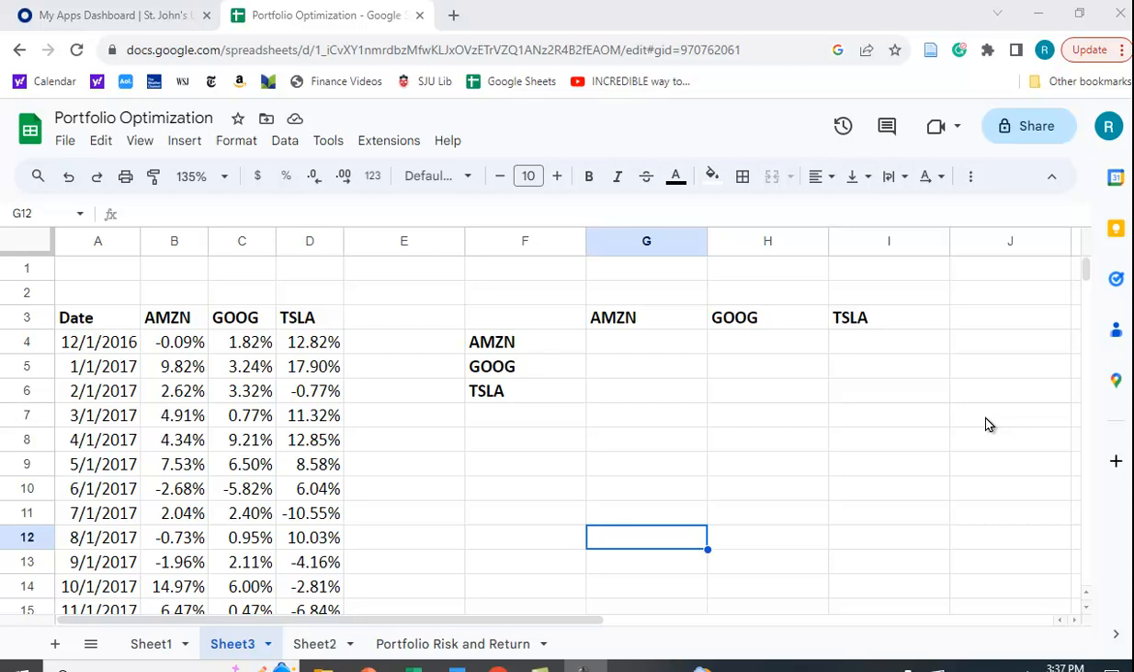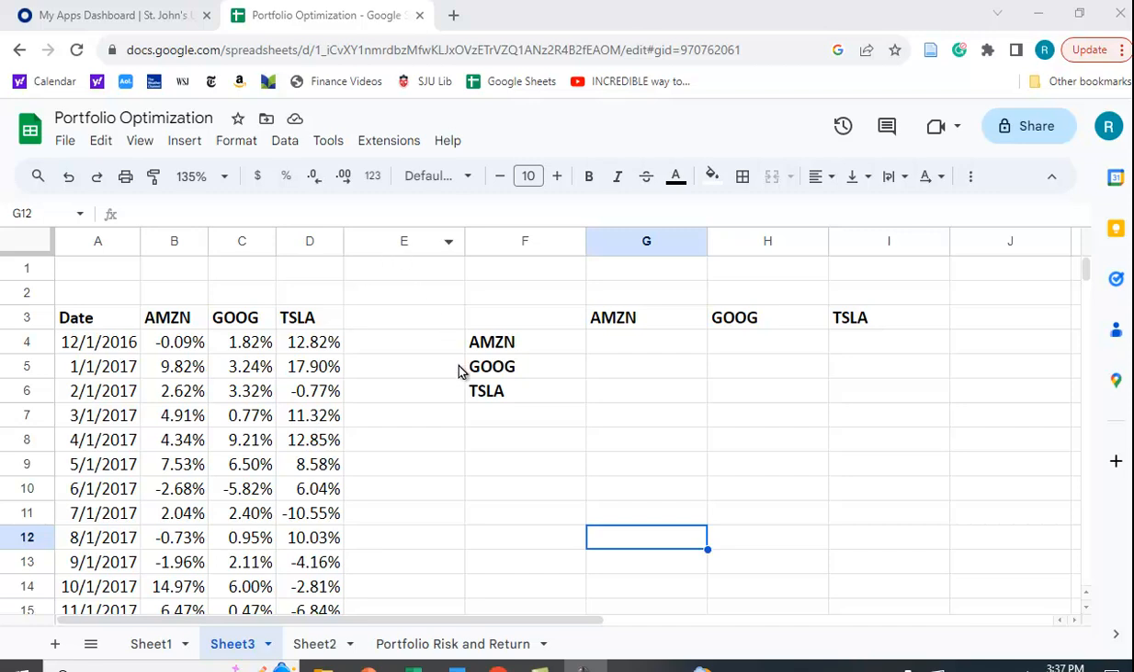Let's take a look at how we can construct a variance covariance matrix using Google Sheets. So what I have here is some return data for Amazon, Google, and Tesla. I actually downloaded the price data from Yahoo Finance and calculated the returns for each period.